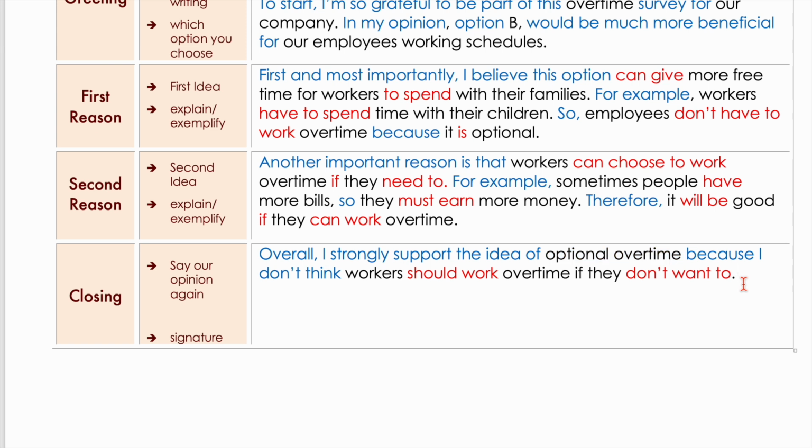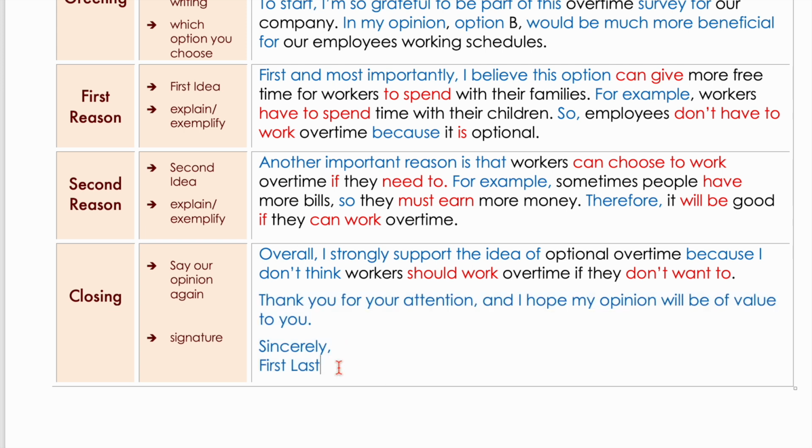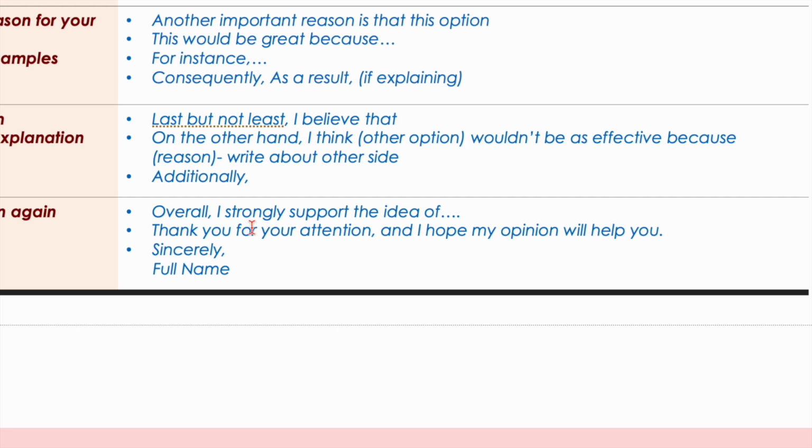Okay, and then lastly, my signature or the last point. Again, this is from our structure. Thank you for your attention, and I hope my opinion will be of value to you. Sincerely, first and last name. Okay. Well, again, these ones I'm just getting from here, just from our structure.